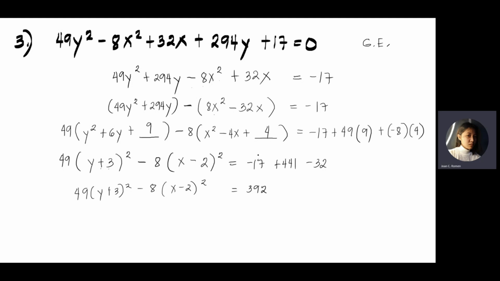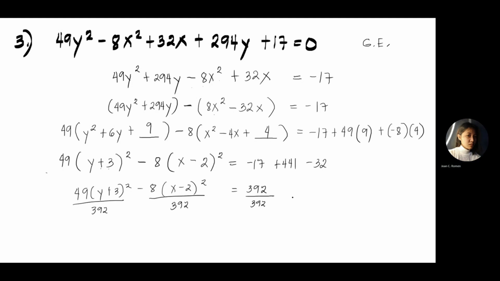Okay, so 392, ang kailangan natin sa right hand side ay 1 lang po. Okay, so para maging 1 to, ang gagawin natin, divide each term by 392. So divide this by 392 and 392. Since our goal is to make this equal to 1.